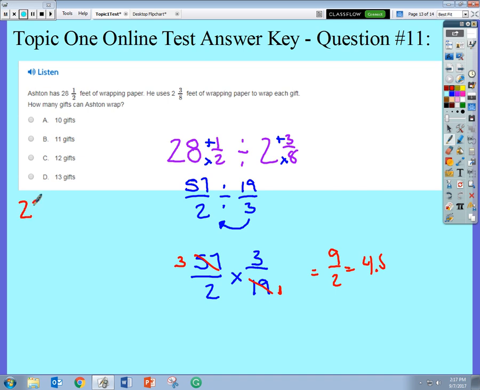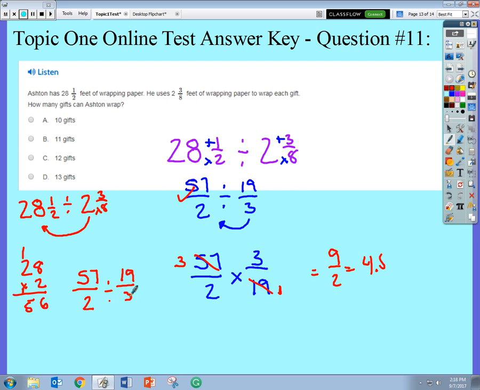I'm going to start the problem all over. We have 28.5 feet of wrapping paper. We're using chunks that are 2 3/8 feet long for each. How many do we get? Now, if I just thought about this, 2 goes into 28 roughly 14 times. So let's see what I did wrong here. Did I multiply wrong? 28 times 2 is 56, correct? 56 plus 1 gives me 57. We have 57 halves. Check. Divided by 2 3/8. 8 times 2 is 16, right? 16, 17, 18, 19. That's 19 thirds.